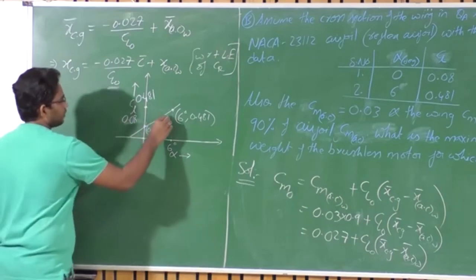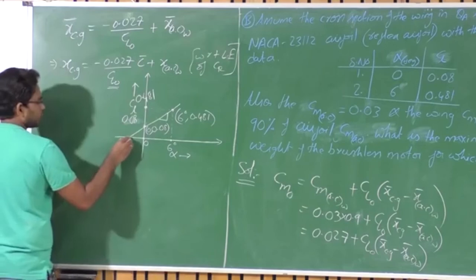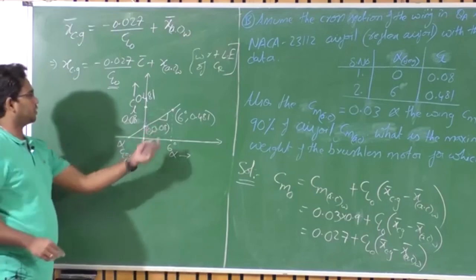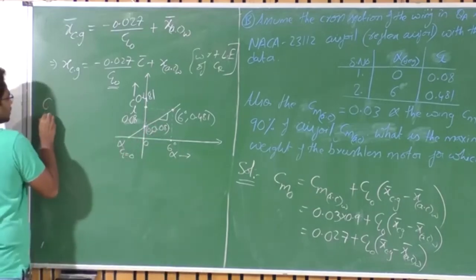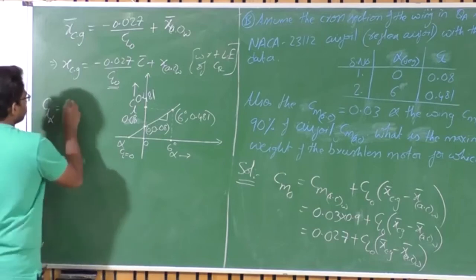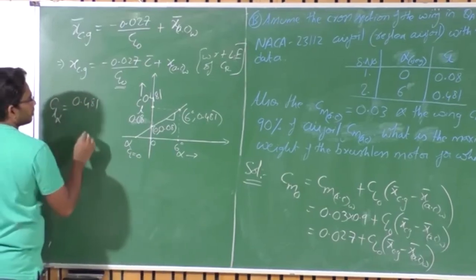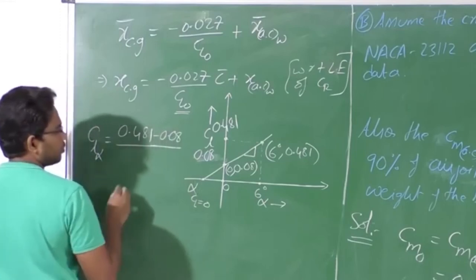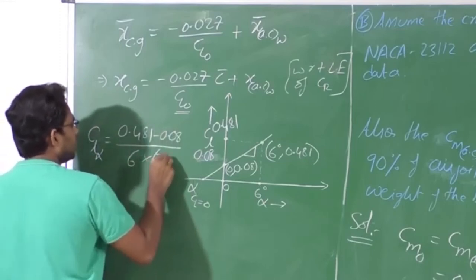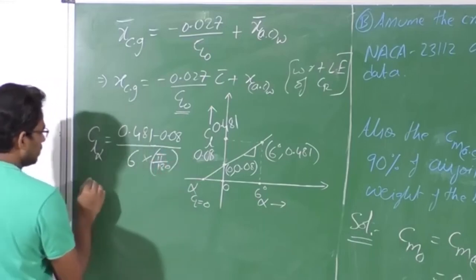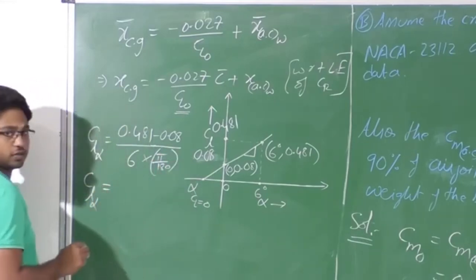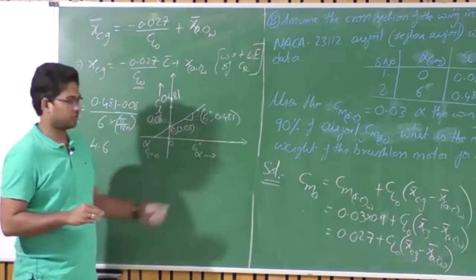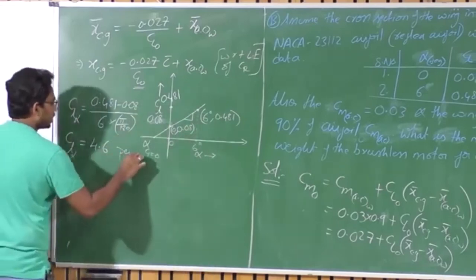So first of all, I can find out the slope of this curve. The two dimensional slope CL alpha is equal to 0.481 minus 0.08, right, upon 6 degrees multiplied by pi by 180. So what is the value? CL alpha 2D is equal to 4.6 per radian, right? This is per radian. That's the reason why we multiply by pi by 180.